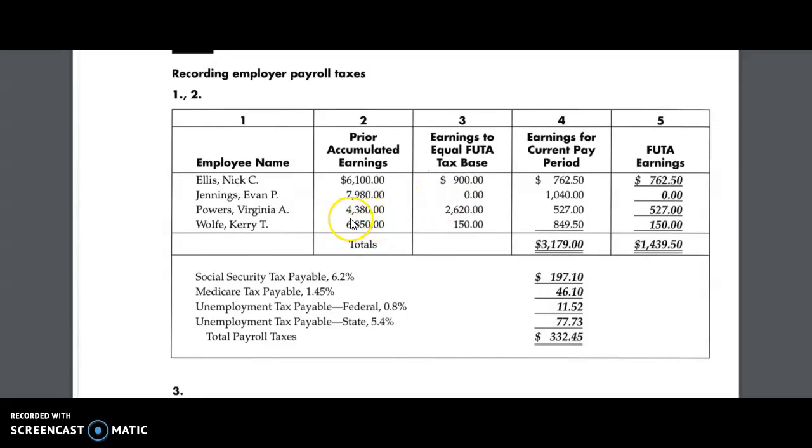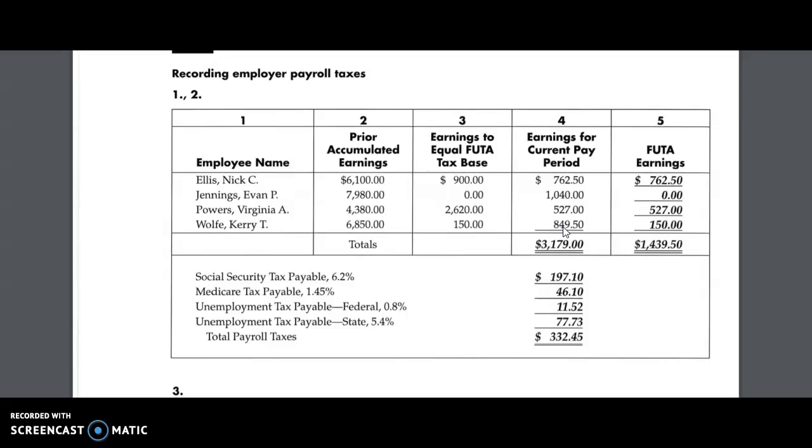Virginia was at $4,380, so we still need to pay unemployment taxes on $2,620 of her remaining earnings to get to $7,000. And Carrie was at $6,850, so if we subtract $7,000 minus $6,850, we get $150 left that we will need to pay taxes upon. Column 4 we grab from our payroll register. This is the current total earnings, both regular and overtime, for these employees.